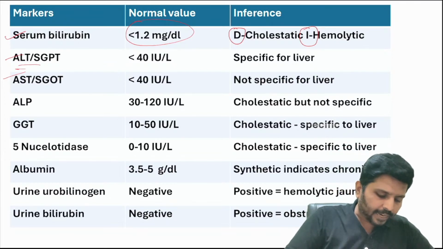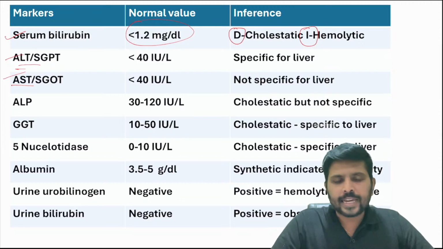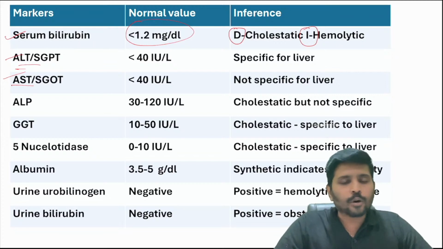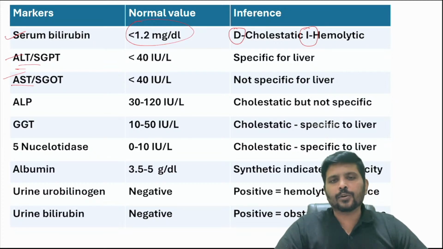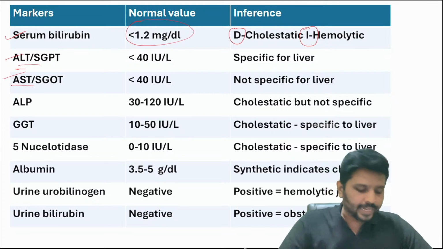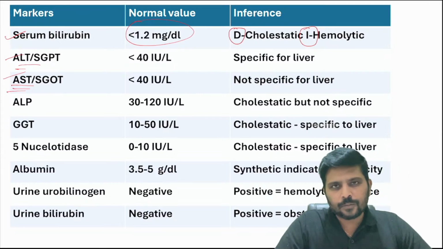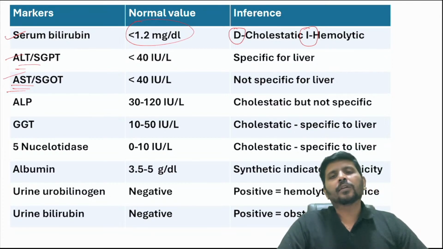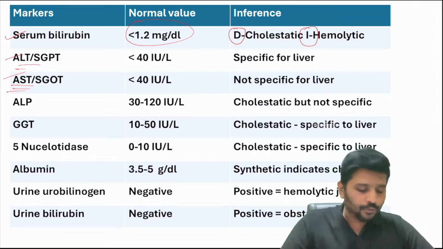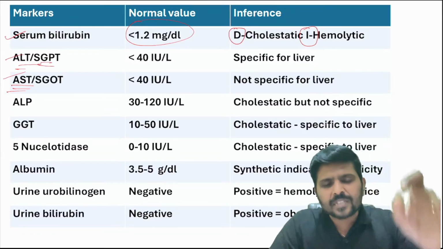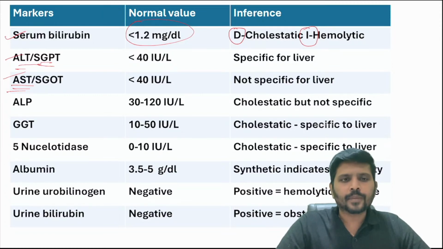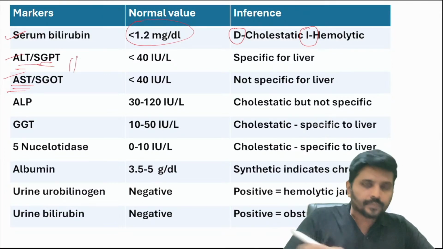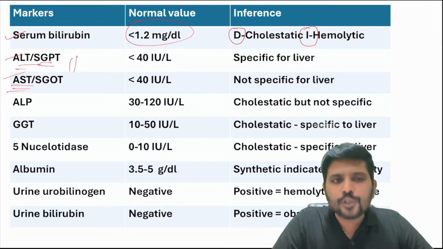And you have two enzymes, transaminases, ALT and AST, otherwise known as SGPT and SGOT. Both of them should be less than 40 international units per liter. But AST is present in RBCs and other tissues also, like the heart. So an increase in SGOT or AST can be due to things other than the liver, whereas when SGPT is increased, it is specific for the liver. Right. And these two are markers of hepatocellular injury.